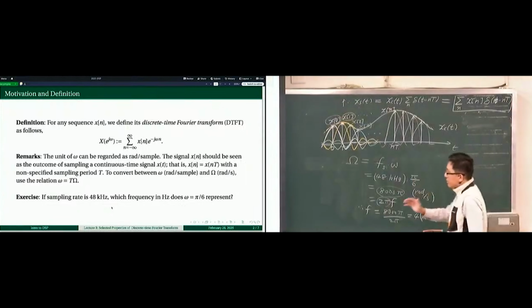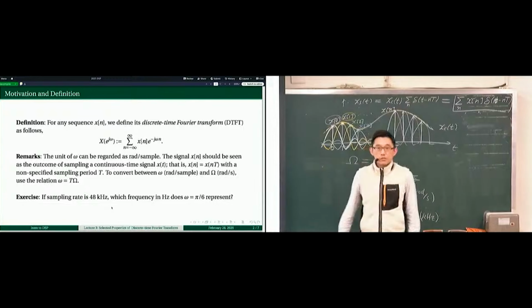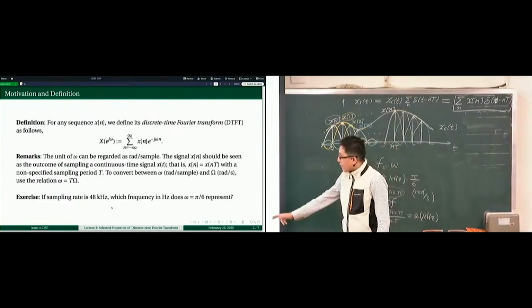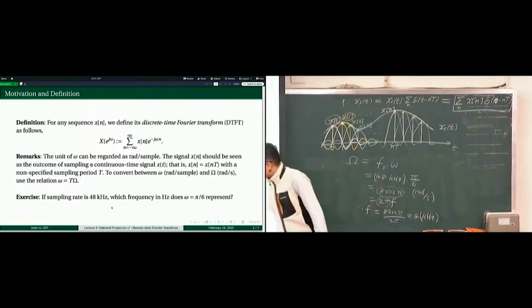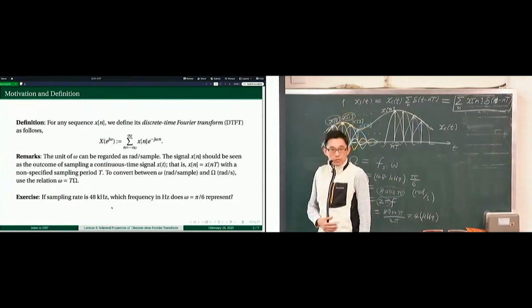So in my mind, I always think of pi. Pi corresponds to the Nyquist rate. That's the easiest way to understand. Pi corresponds to half of the sampling rate. So pi represents 24 kilohertz in this example. That's the way I remember it.